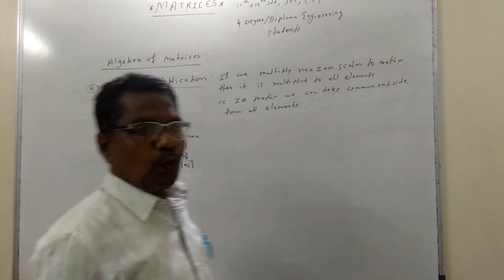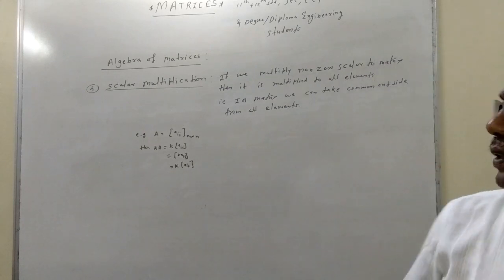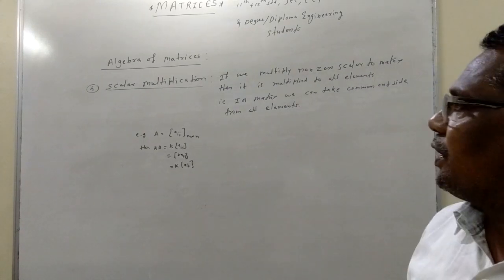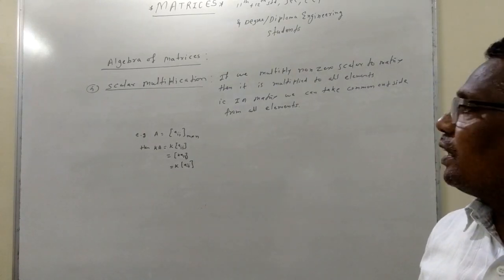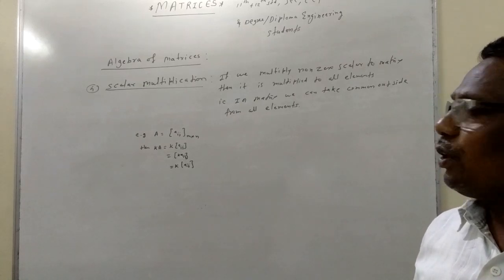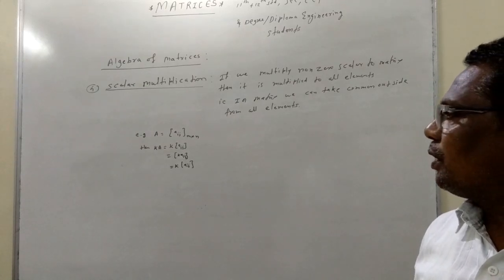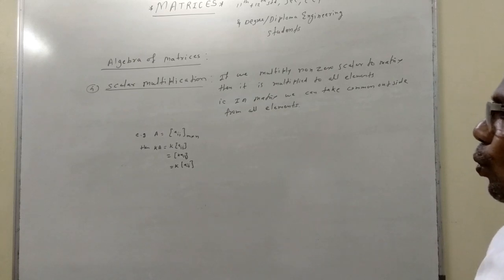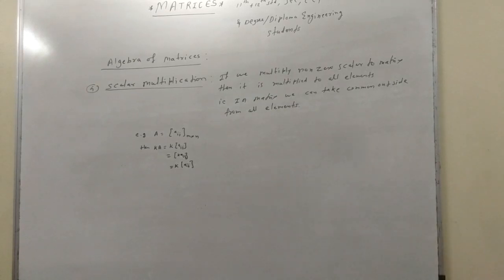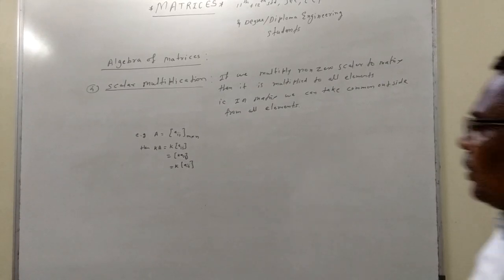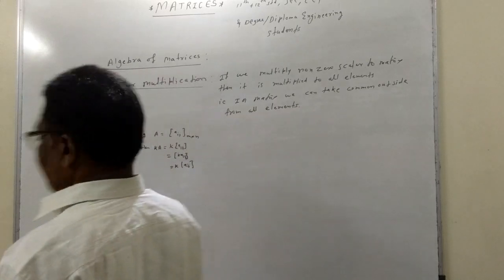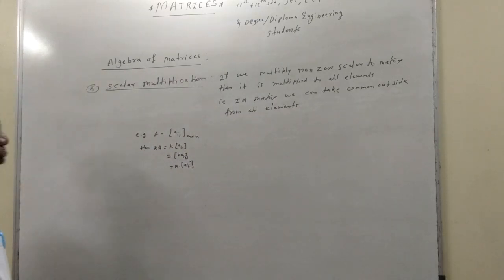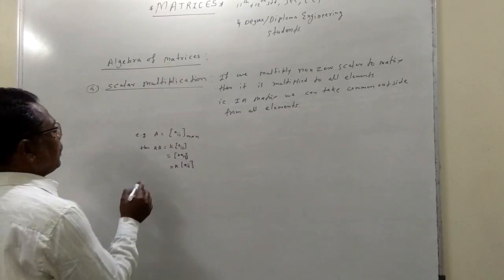Now if we compare with the determinant, what is scalar multiplication in a determinant? In a determinant, if we multiply a non-zero scalar to the determinant, then it is multiplied to the elements of any one row or any one column. But in a matrix it is multiplied to all elements. That is the difference between a determinant and a matrix.